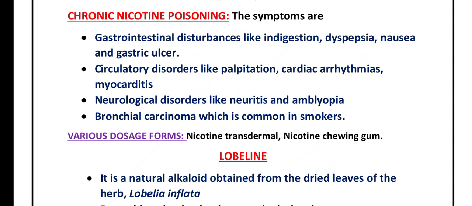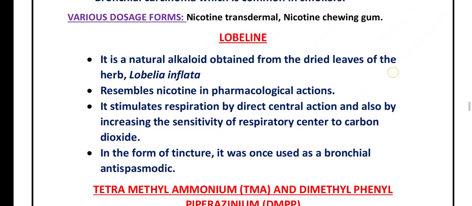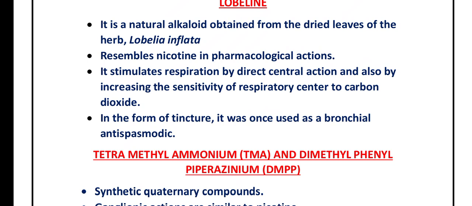So various dosage forms of nicotine include nicotine transdermal and nicotine chewing gum. Now coming to the drug lobeline. It is a natural alkaloid obtained from the dried leaf of the herb Lobelia inflata. It resembles nicotine in pharmacological action. It stimulates respiration by direct central action and also by increasing the sensitivity of the respiratory center to carbon dioxide. In the form of tincture, it was once used as a bronchial antispasmodic.